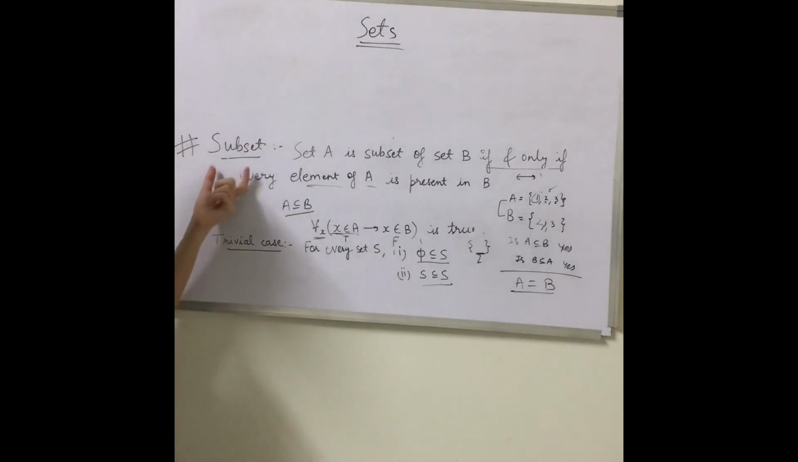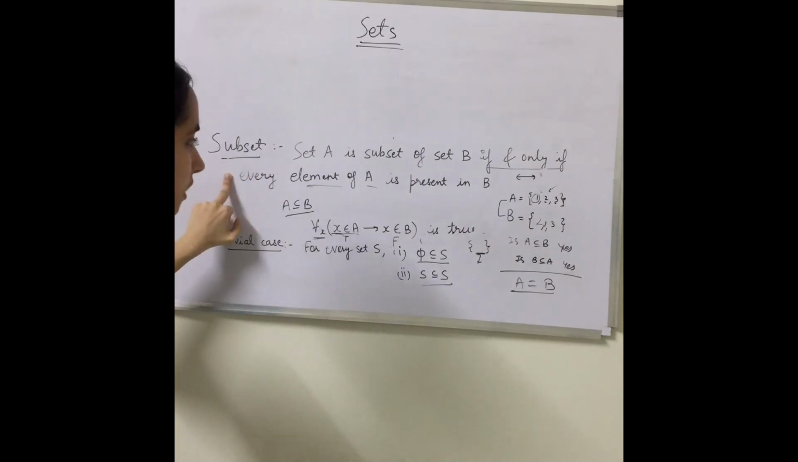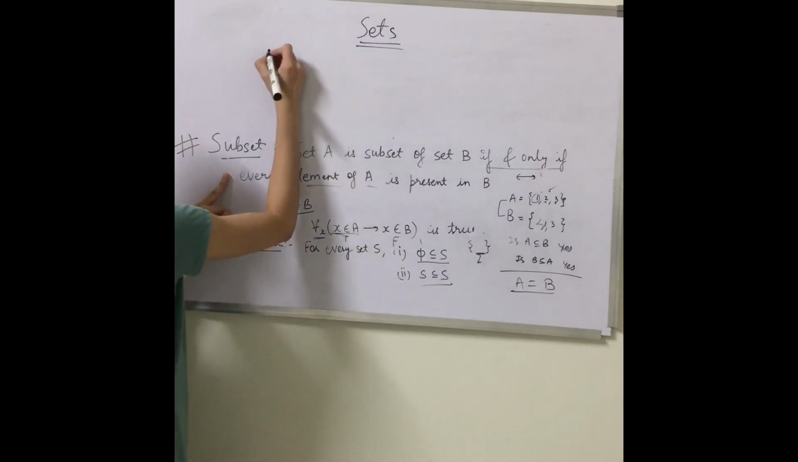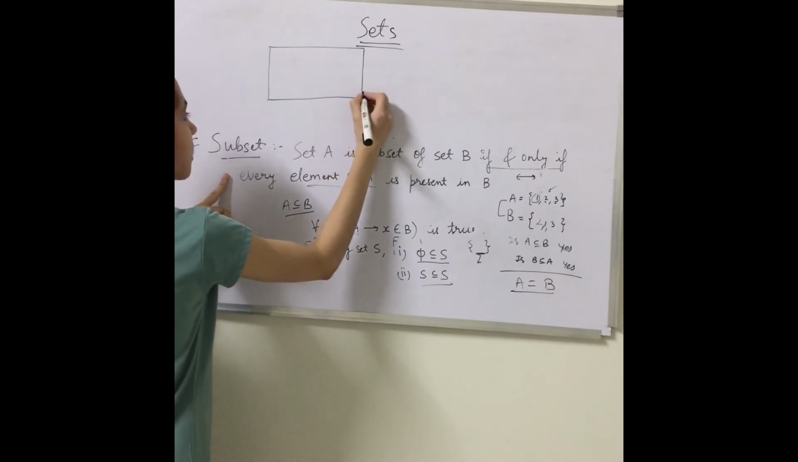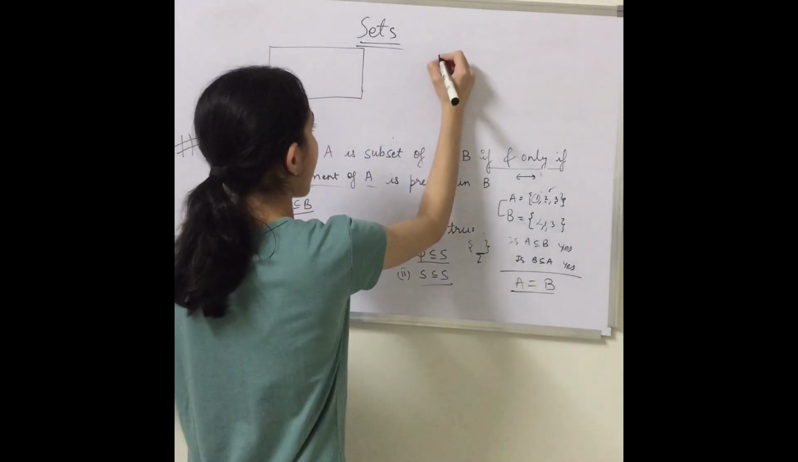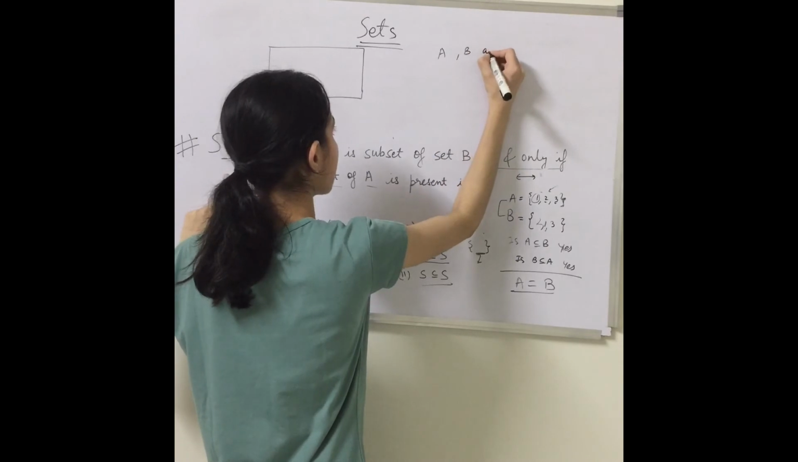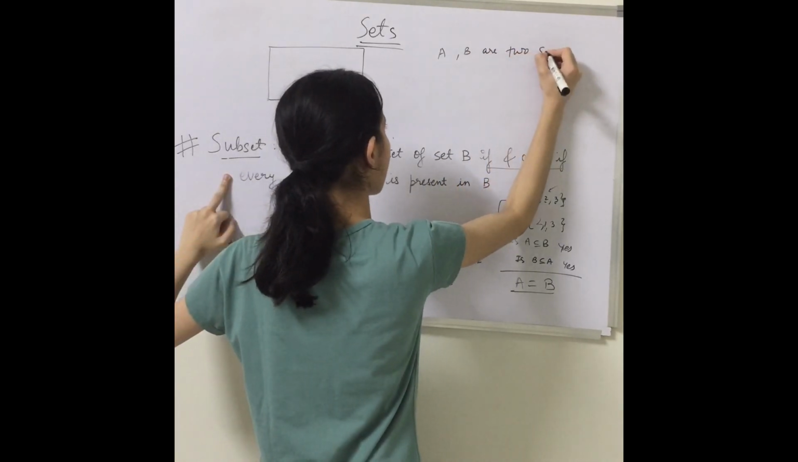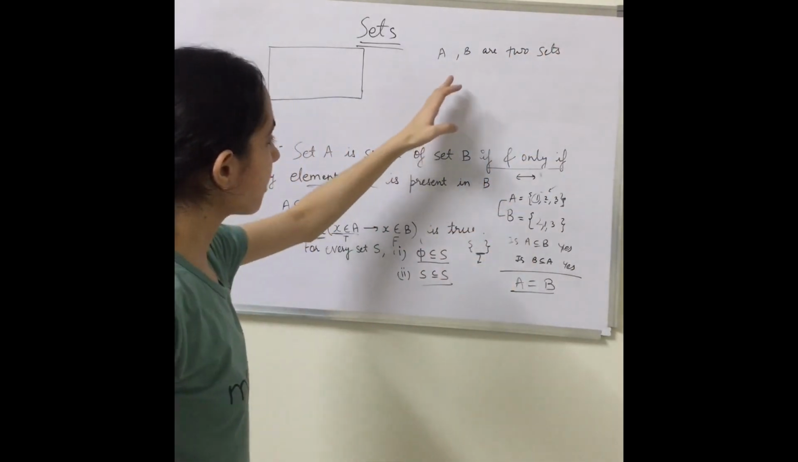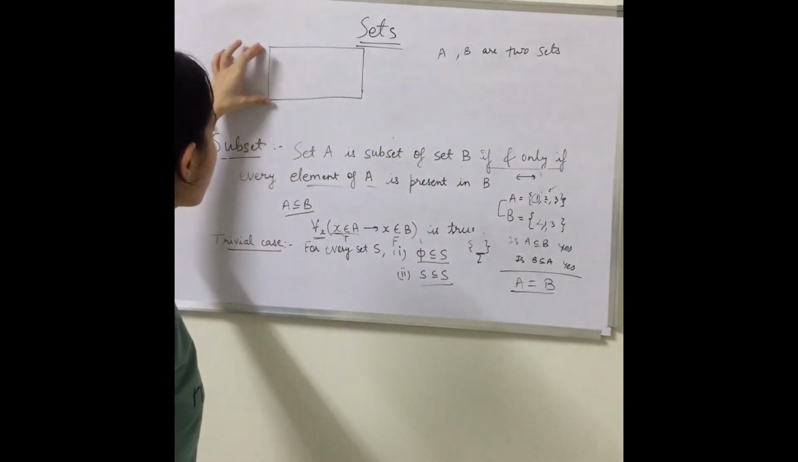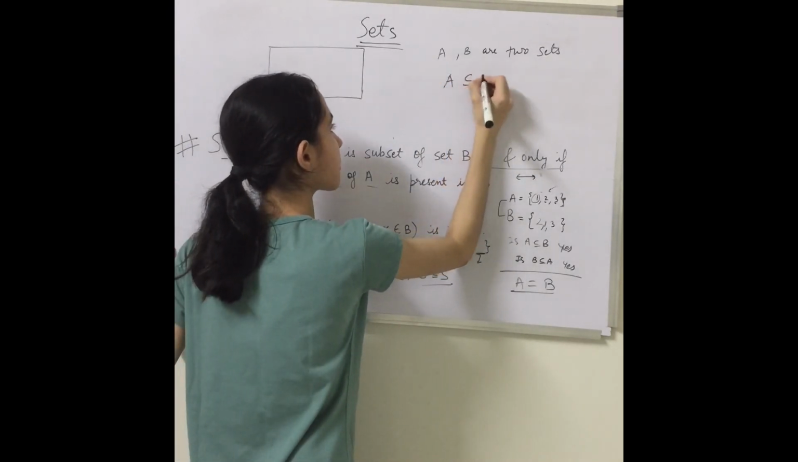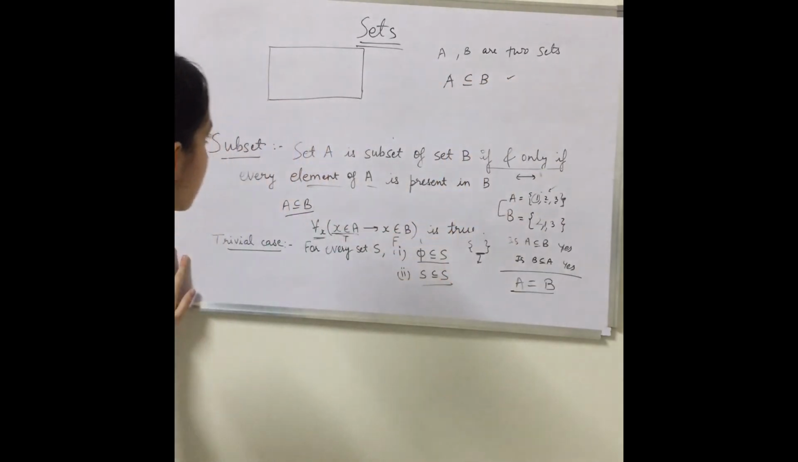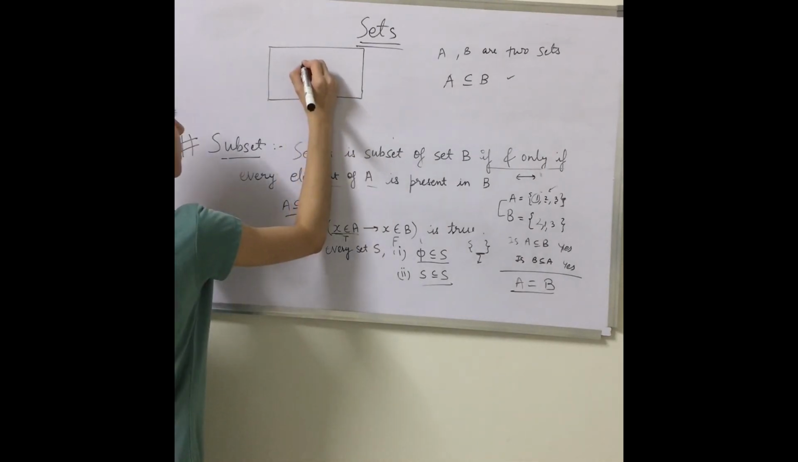Okay. Now how to represent a subset? Using a Venn diagram. So how to represent it? Let's suppose I have two sets A and B. Now how to represent them using a Venn diagram, and A is a subset of B? If this is valid, then we can represent it as follows.